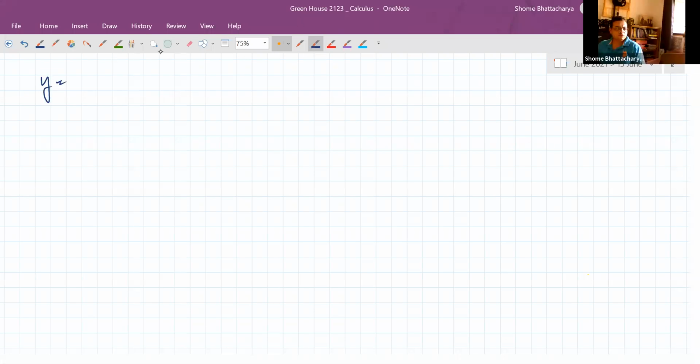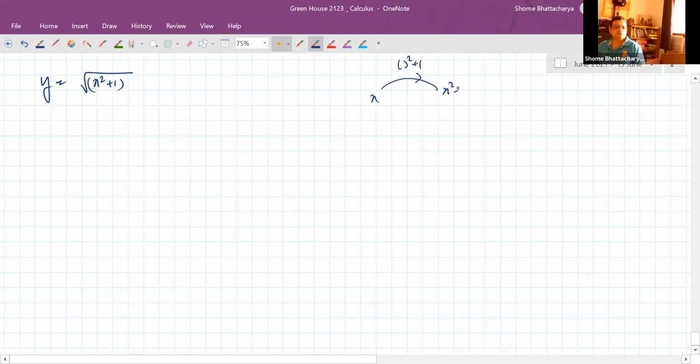So we have y is equal to square root of x square plus 1. Logically, you can see it's a composite function, because I have to first operate the quadratic function on x. First step is I have to operate this quadratic function, x square plus 1, and then on that, I have to operate the square root function to get y, which is square root of x square plus 1. So this is my g of x, and this is my f of g of x.